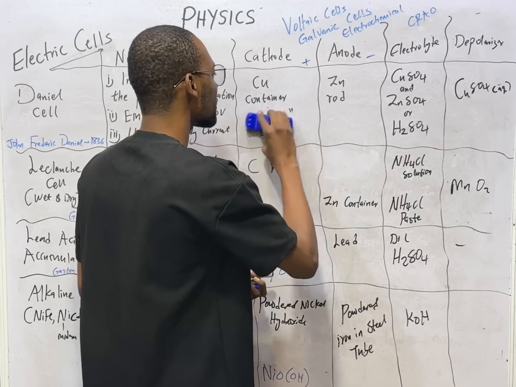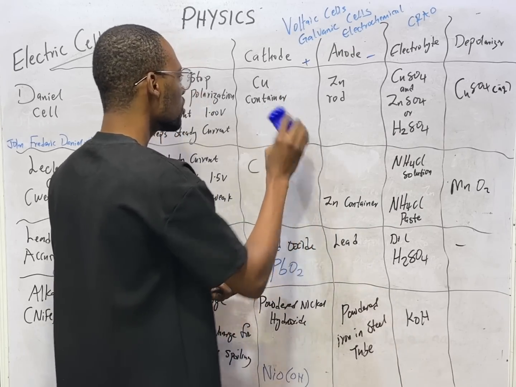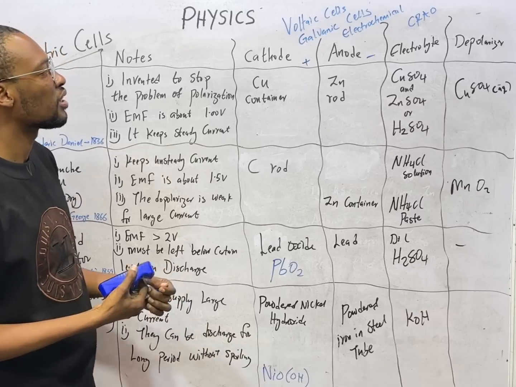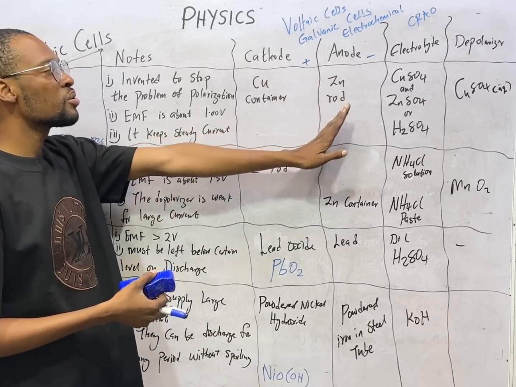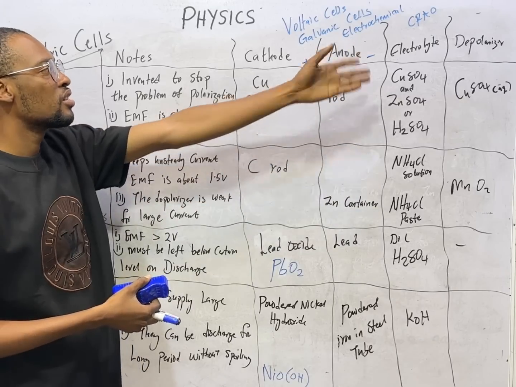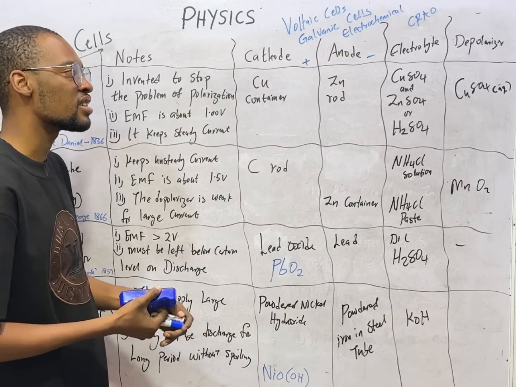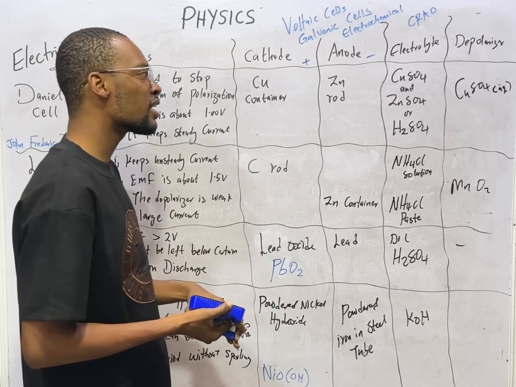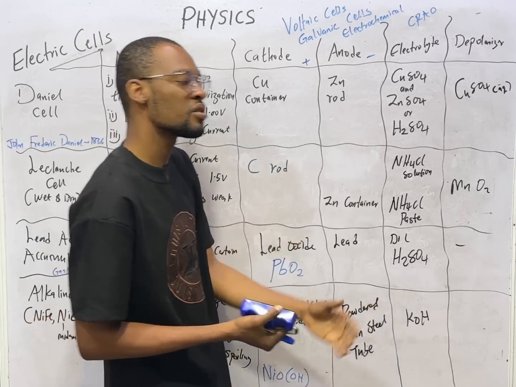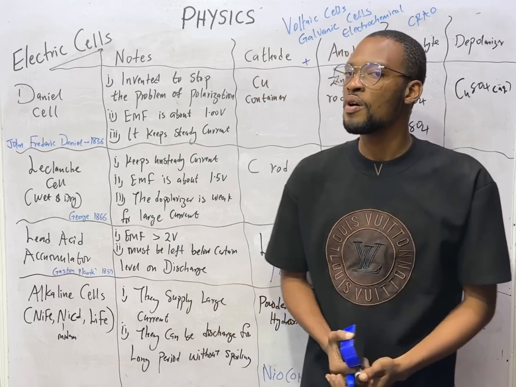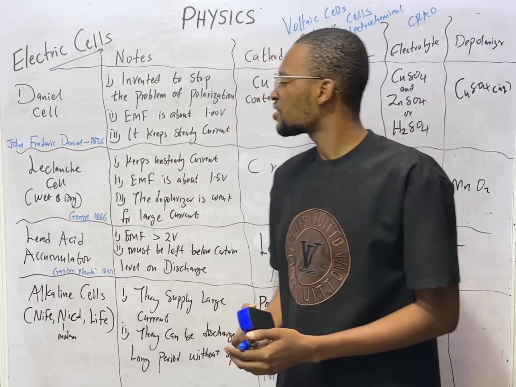So remember I said cousin son. So for Daniell cell, cathode is copper, anode is zinc, cousin. Electrolyte copper sulfate and zinc sulfate. Then the depolarizer used in Daniell cell is copper sulfate, CuSO4.